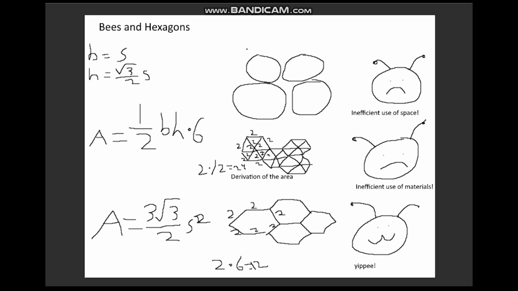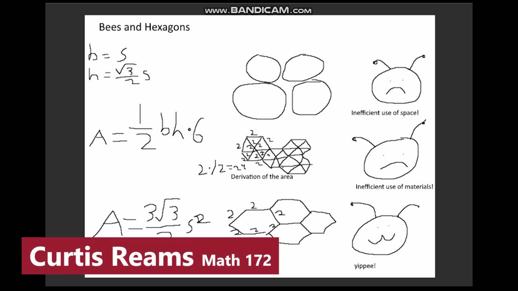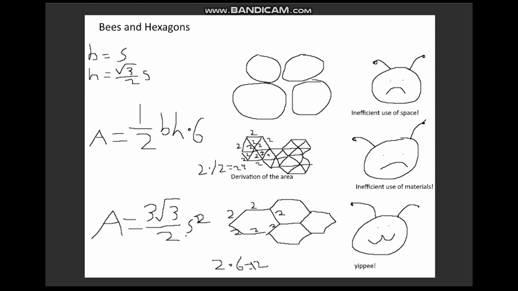So I'm going to be talking about why bees use hexagons when building honeycombs. First, here we have the area of a hexagon formula. This is going to help us prove that this hexagon is equal to this little cluster of triangles. So we use the derivation of the area formula to help us prove that.